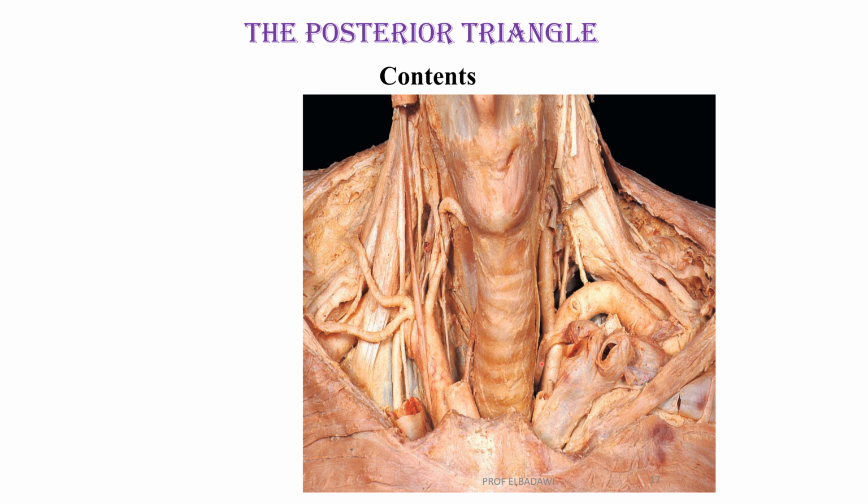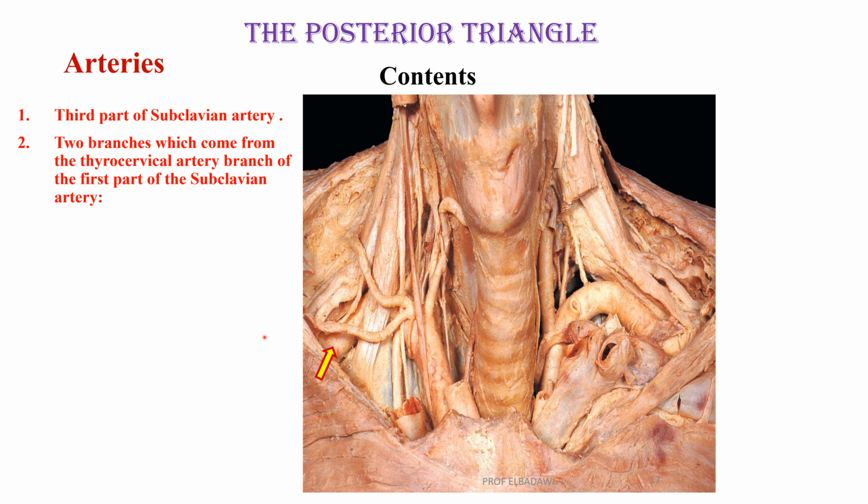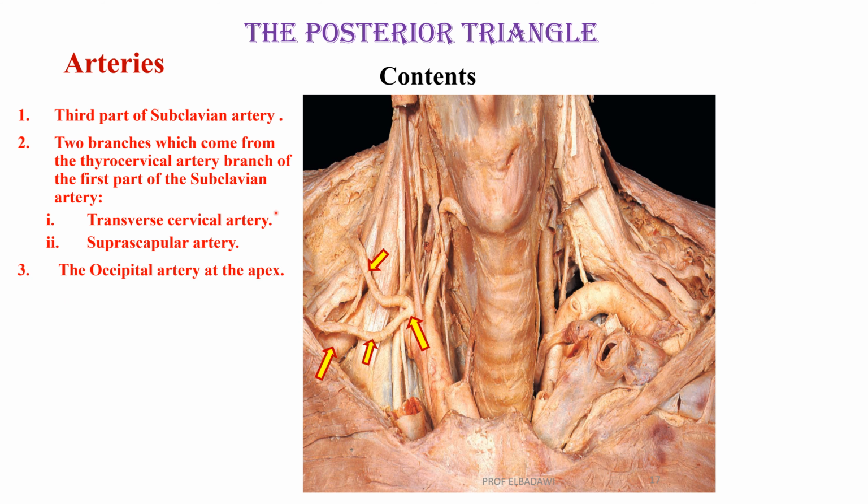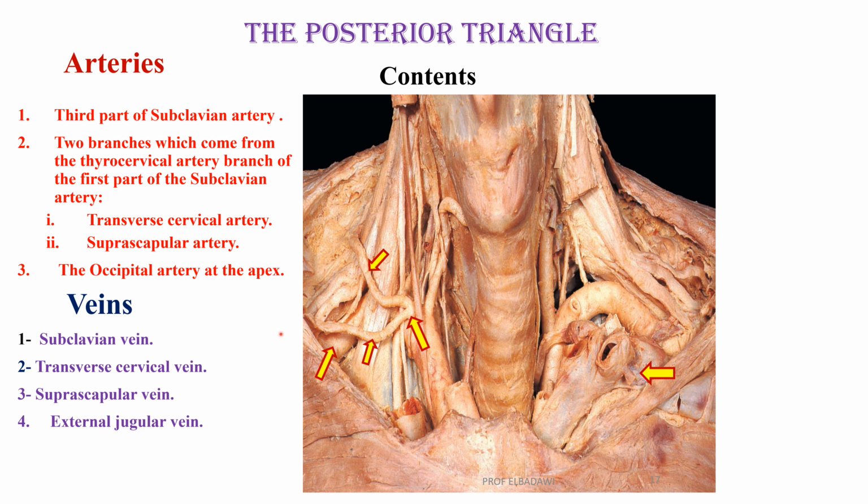To continue the contents of the posterior triangle, the vessels are arteries, which is the third part of the subclavian, and 2 branches from the thyrocervical trunk, that is this side here, and the cut edge on the other side. These 2 branches are the transverse cervical and the suprascapular. The occipital artery may appear at the apex on its way to the back of the scalp. The veins are the subclavian vein, this one here, the transverse cervical, which will join the artery, the suprascapular vein, again with the artery, and the external jugular vein. What we can see here is the thoracic duct coming from the thoracic cavity up to the neck, where it will end at the junction between the internal jugular and subclavian vein.